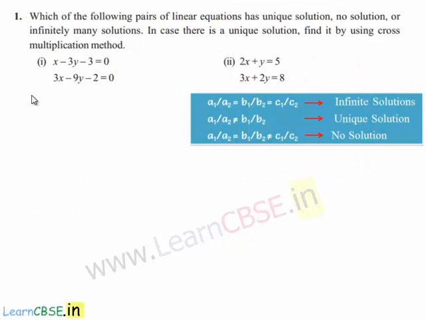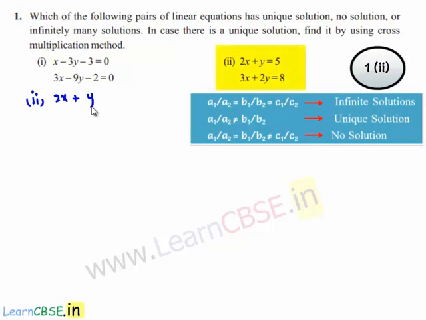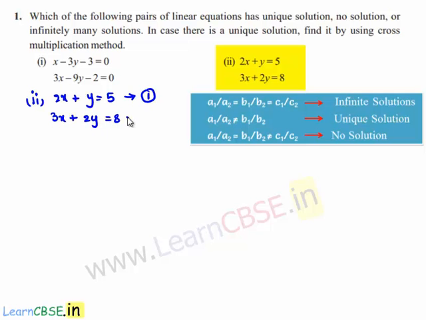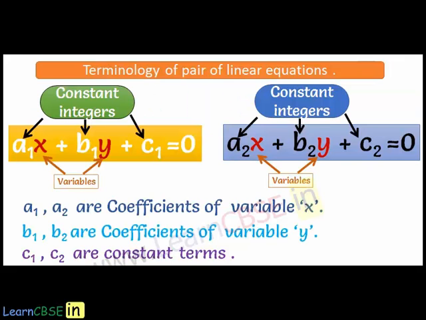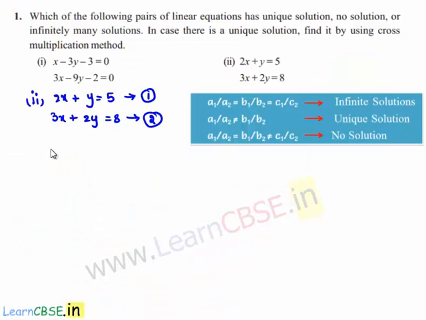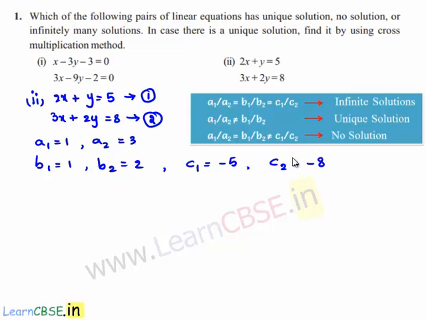Now let us see the second bit, which is 2x + y = 5. Name this as equation number 1, and 3x + 2y = 8. This is equation number 2. So, a1 = 2, a2 = 3, b1 = 1, b2 = 2, and c1 = -5, c2 = -8.